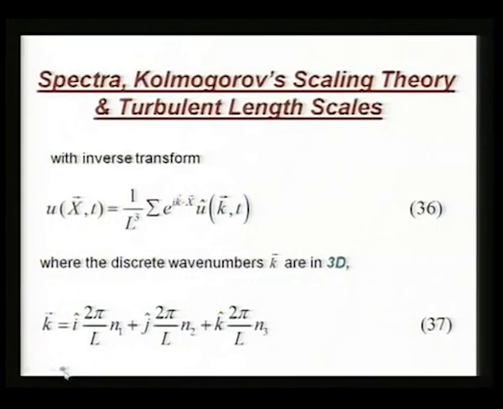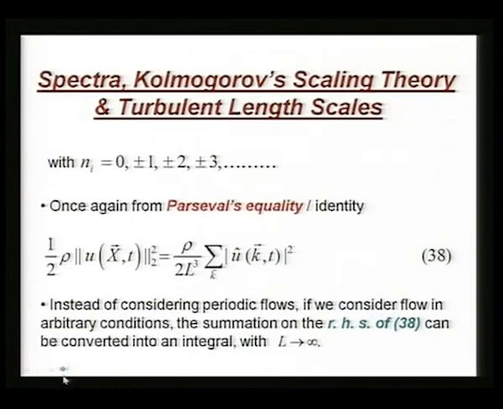So, it is a periodic flow. So, n1 could go from minus infinity to plus infinity. The same can be said about n2 and n3 also. That is what we are looking at.